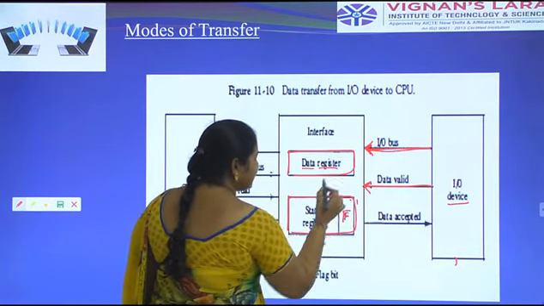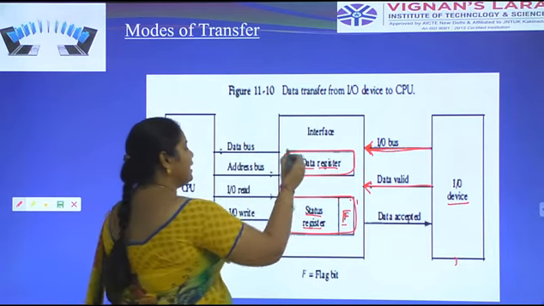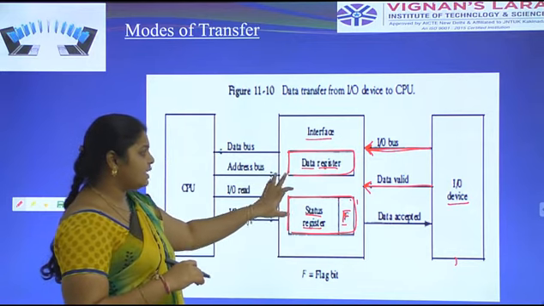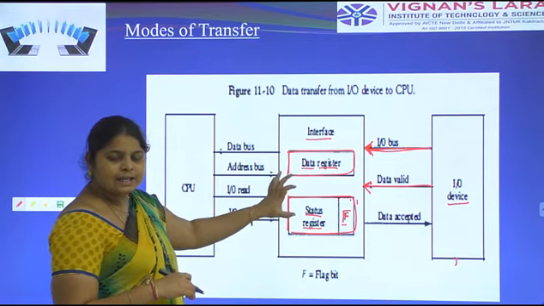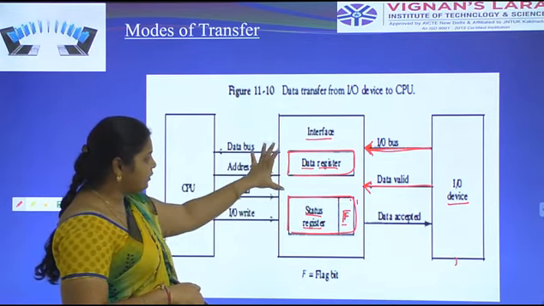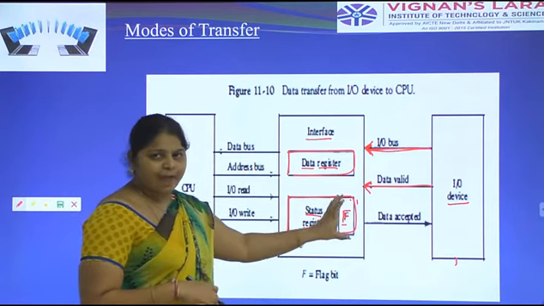Okay, data register, status register, and this is a flag. Here is the interface. This is the data register. The data register contains the data available that comes from IO devices. This is the interface consisting of the data register, status register, and flag bit.